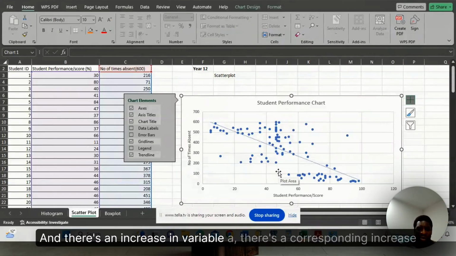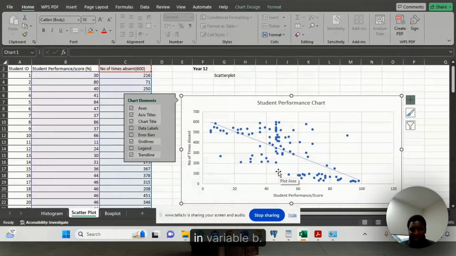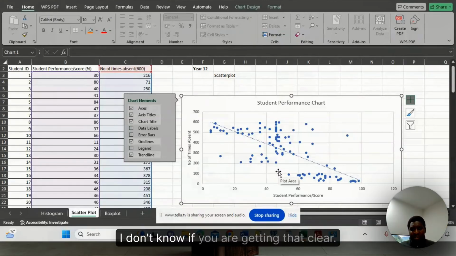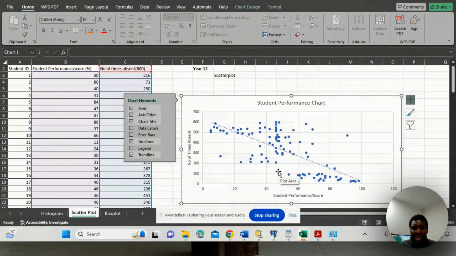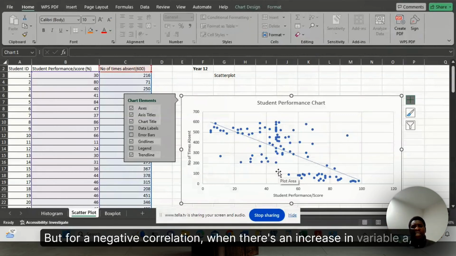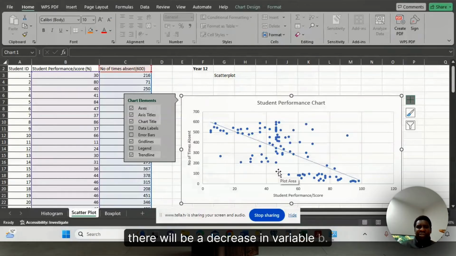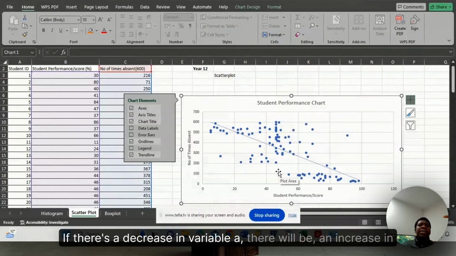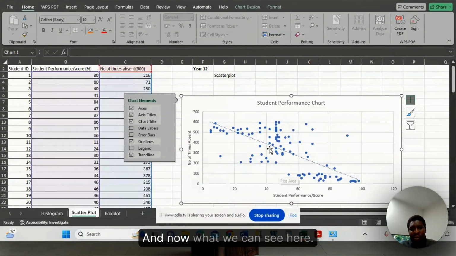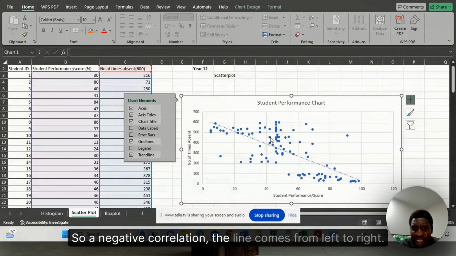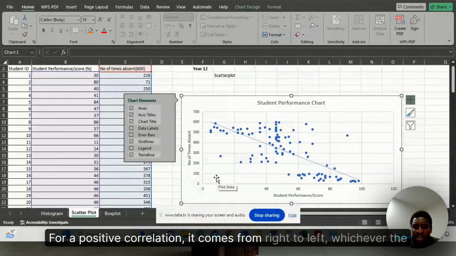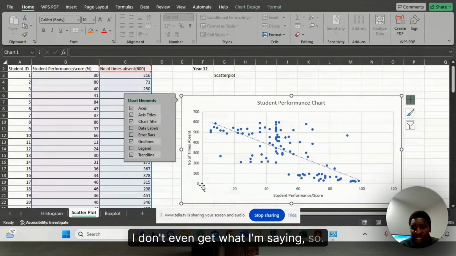When there's an increase in variable A, there's a corresponding increase in variable B. I don't know if you are getting that clear. For a negative correlation, when there's an increase in variable A, there will be a decrease in variable B. If there's a decrease in variable A, there will be an increase in variable B. That's what we can see here. So in negative correlation, the line comes from left to right, while for a positive correlation, it comes from right to left, whichever the case may be. I don't know if you're getting what I'm saying.